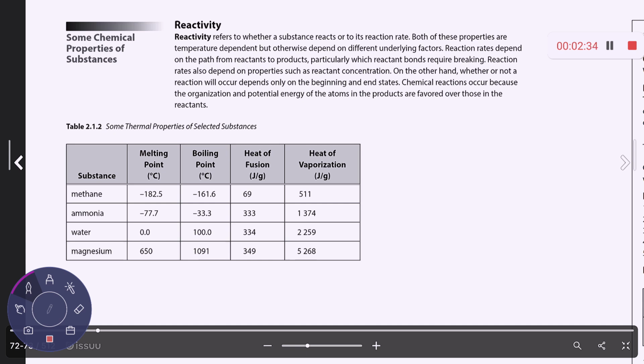This table right here is showing you some different properties of substances. It's a reference table, so you don't memorize this. So for instance, they listed the melting point in one column, the boiling point in another. Heat of fusion and heat of vaporization are also constants that we sometimes use. Since it has a fraction unit, joules per gram, we can use them to perform conversions if we want to convert between grams and joules, okay? So they've given us these for methane, ammonia, water, and magnesium. And just keep this in mind if you need to refer to it for anything, okay?